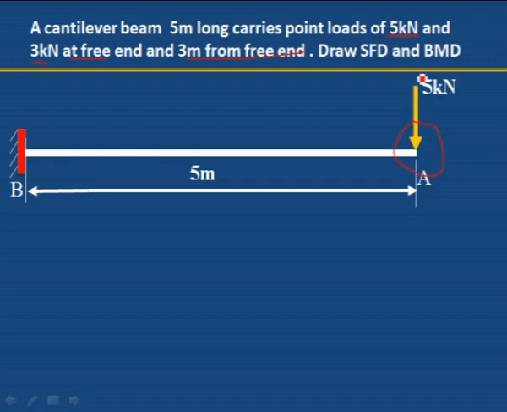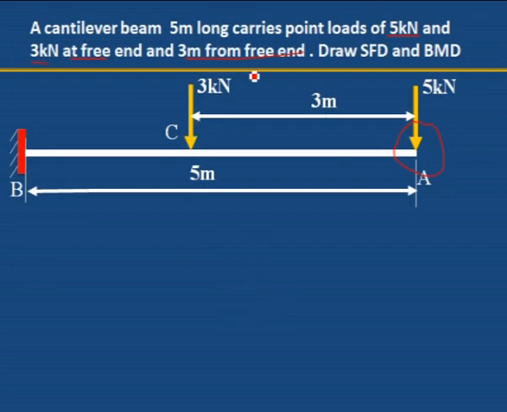At the free end 5 kilonewton is acting, and then 3 meter from the free end another 3 kilonewton load is acting. Sometimes in a problem they will give the distance from the free end, or sometimes it may be from the fixed end. You should see what is given in the problem. First we have to draw the proper diagram, otherwise the entire problem will become wrong. That is why you have to read the problem properly and then draw according to the details given. Here it is 3 meter from the free end.